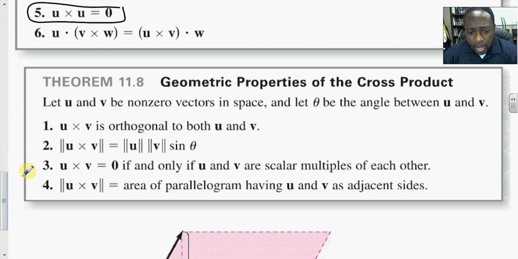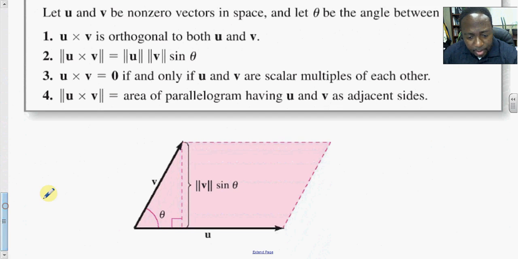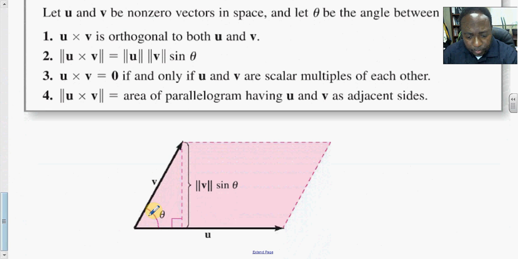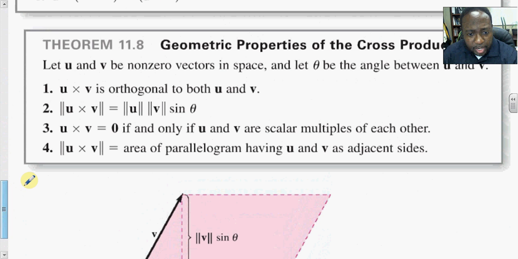Geometric properties of the cross product. If u and v are non-zero vectors in space and they are adjacent, here's the diagram, u and v, and then theta is the angle between u and v. Some very neat things you can pick up: the cross product of u and v is perpendicular to both vectors u and v. So if you're looking for a vector that is perpendicular to u and v, you find the cross product, which itself is a vector, and it gives you an orthogonal vector to u and v.